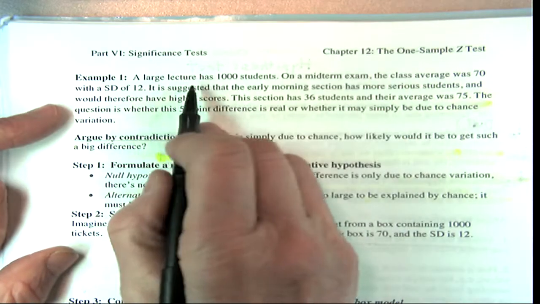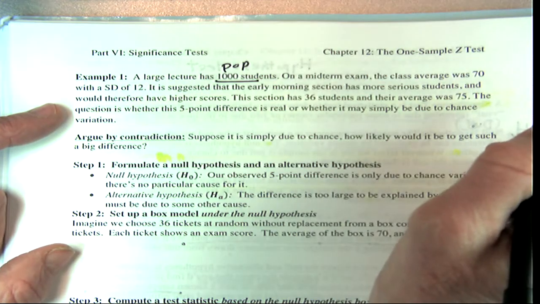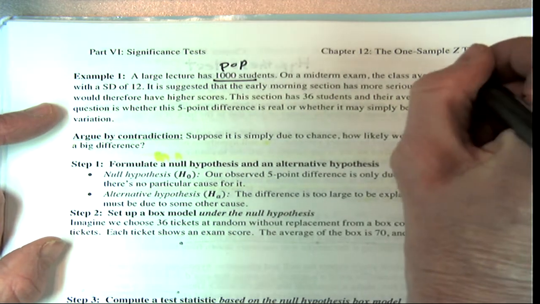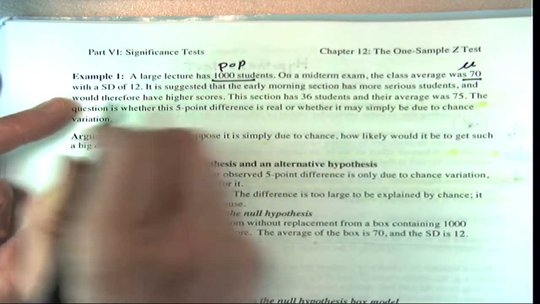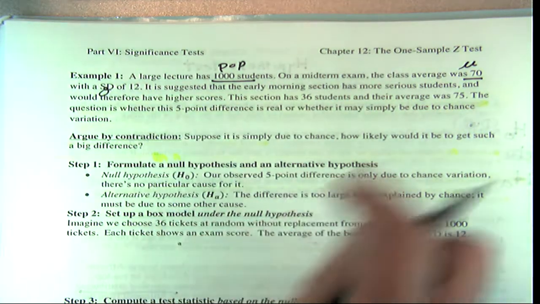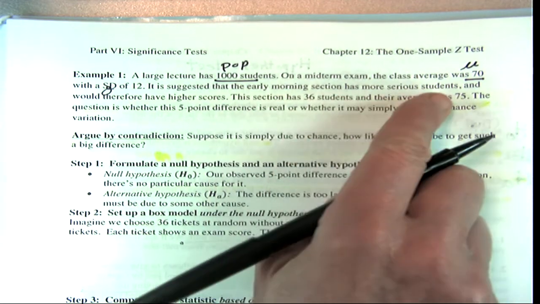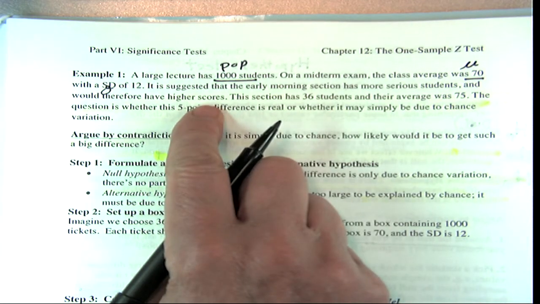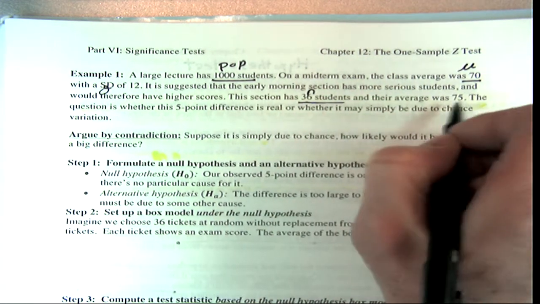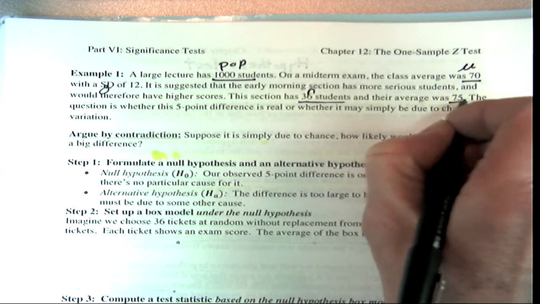So a large lecture had about 1,000 students. That's my whole population. And on the midterm exam, the whole population average, so that's mu, is 70. And this is sigma, and that's 12, all right? So that's what the whole class was. But I thought that the early morning section has more serious students and would therefore have higher scores. That section had only 36 students, so that's our n, and their average was higher, 75. So that's our x bar.